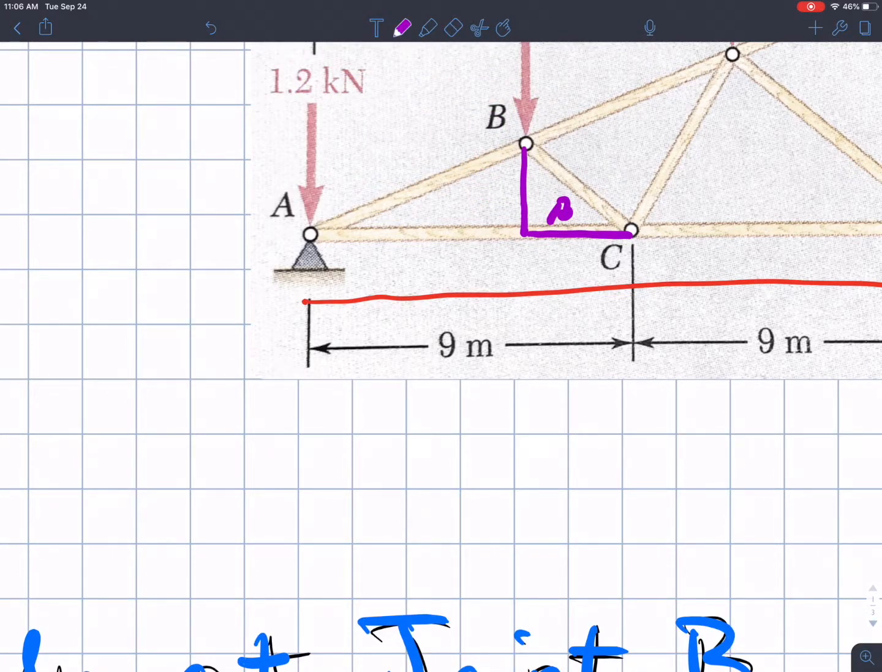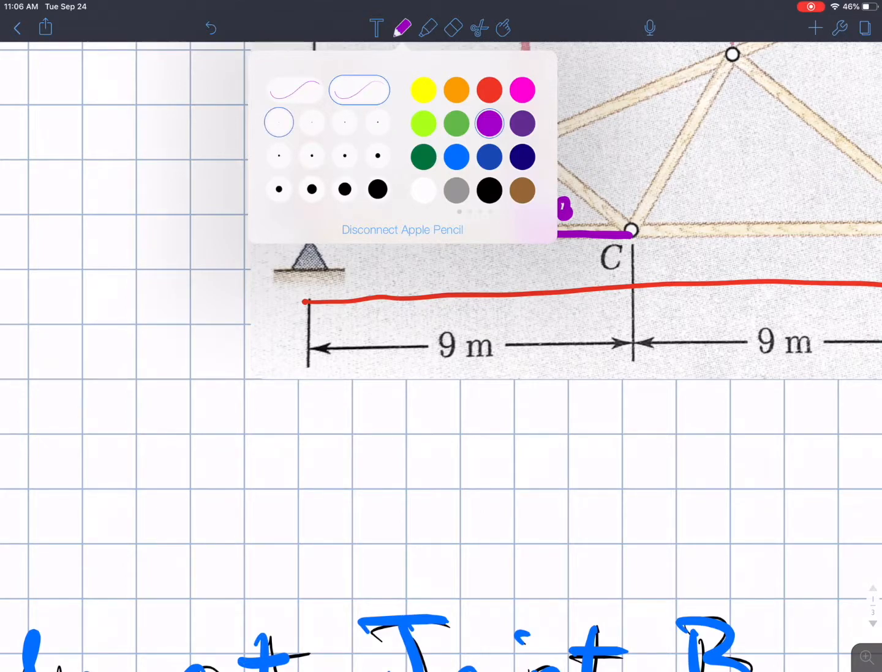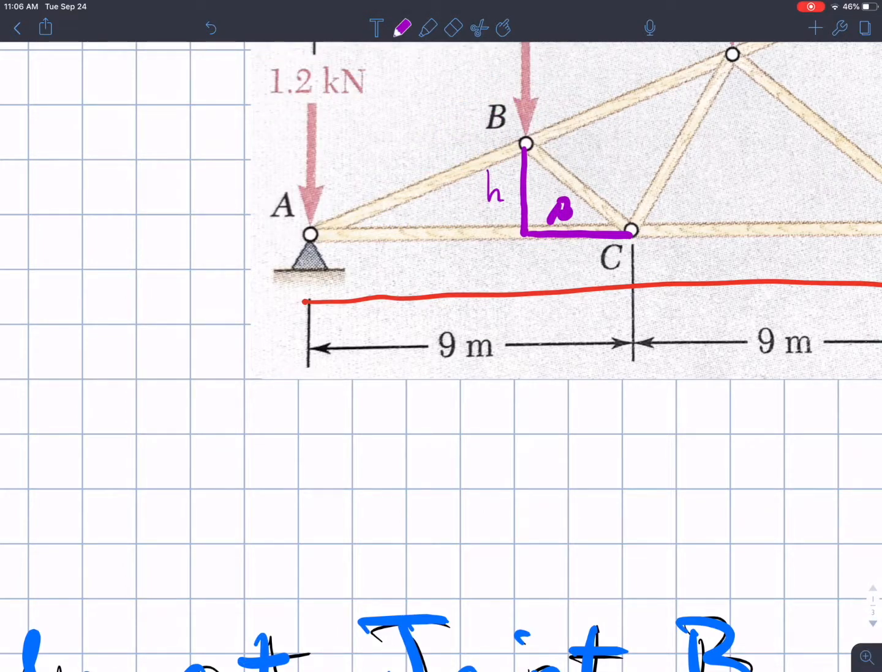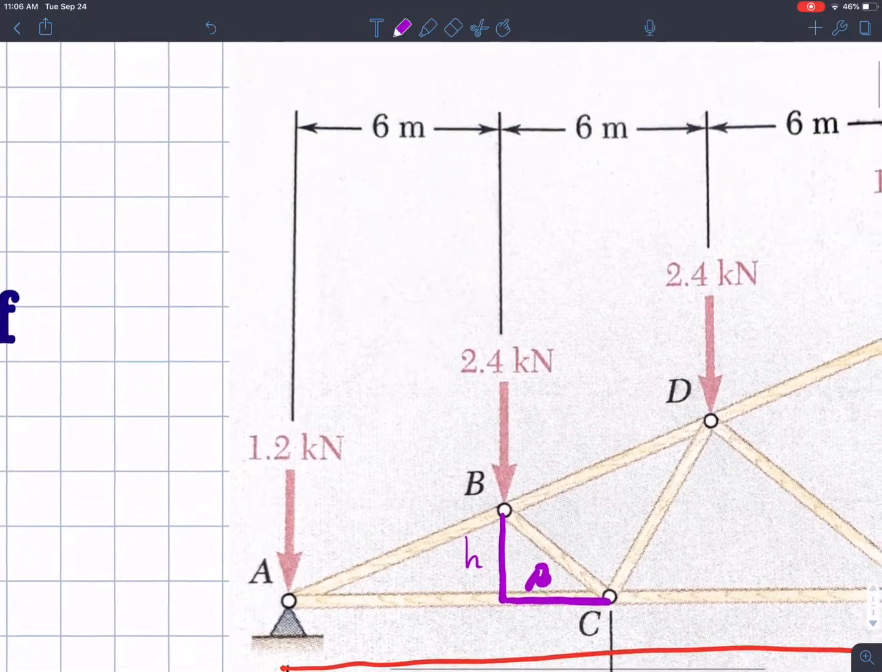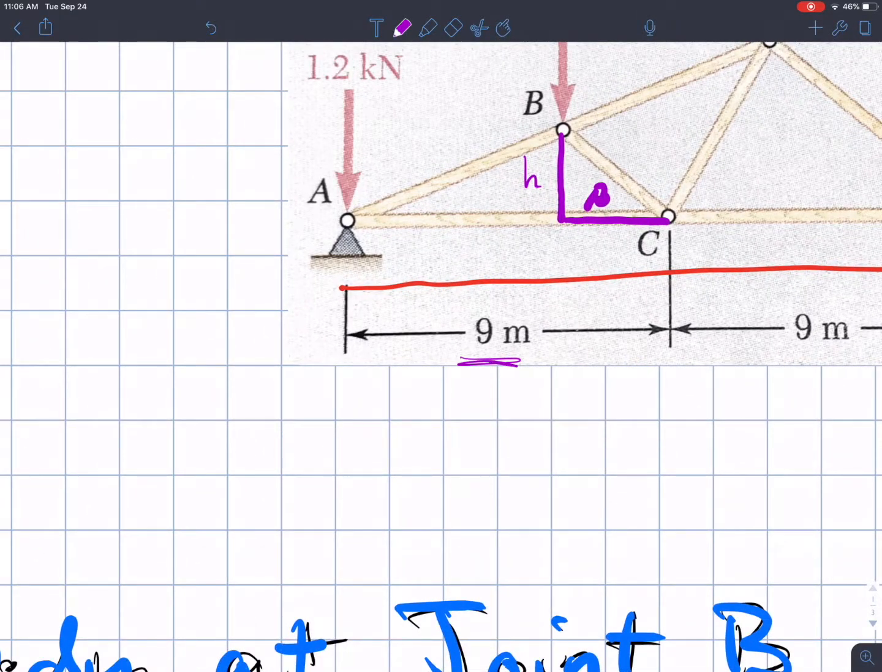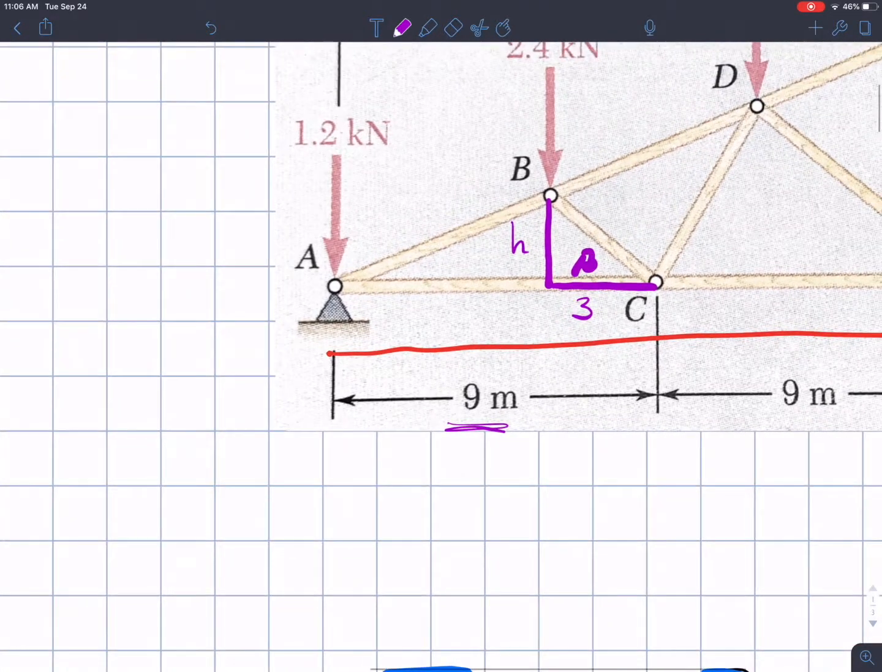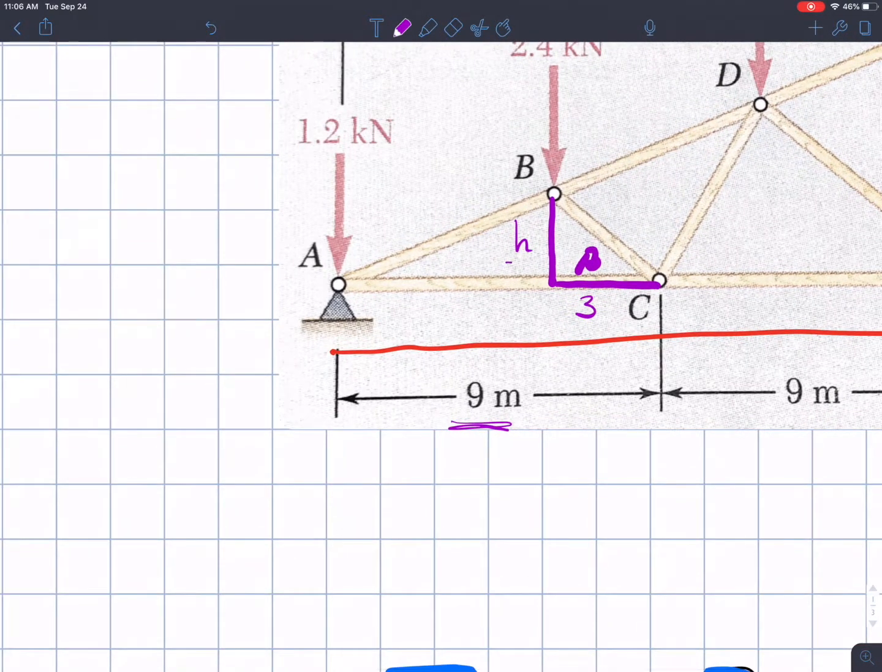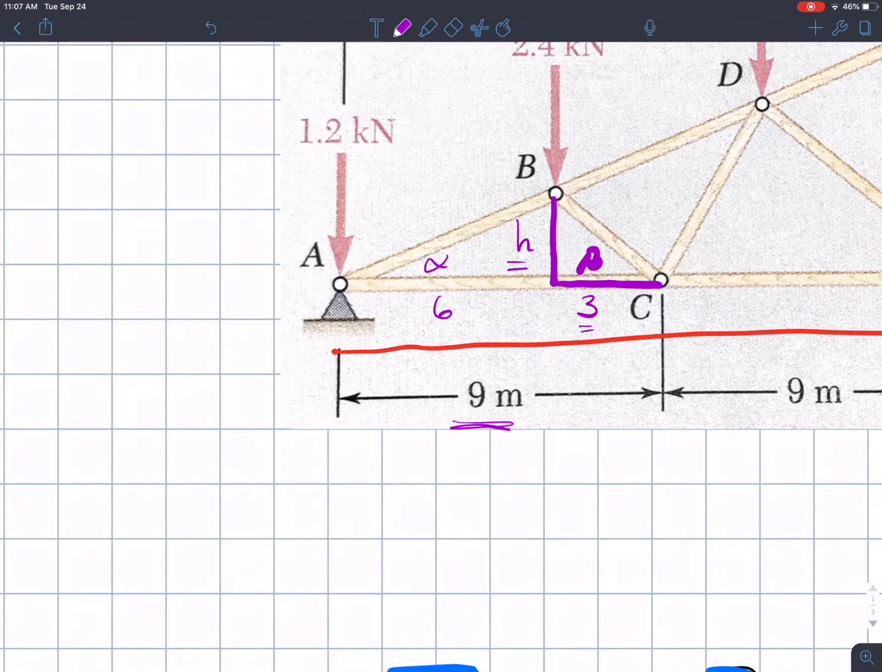All right, because it's just tangent. So this height and this horizontal distance, well, I look at what's given. This is a 6, and this is a 9, so it's pretty clear that this is a 3. All right? So if I had H, I could get beta. What I do have is alpha. I know that number. I've already calculated it. If this is a 3, this is a 6.